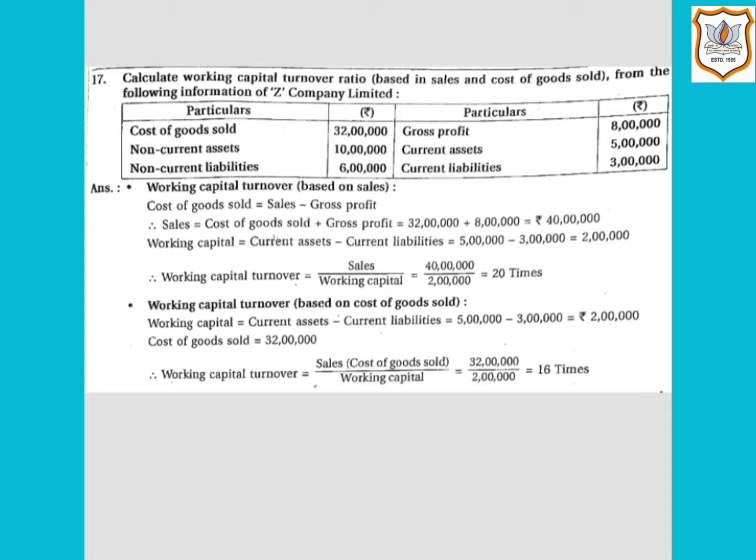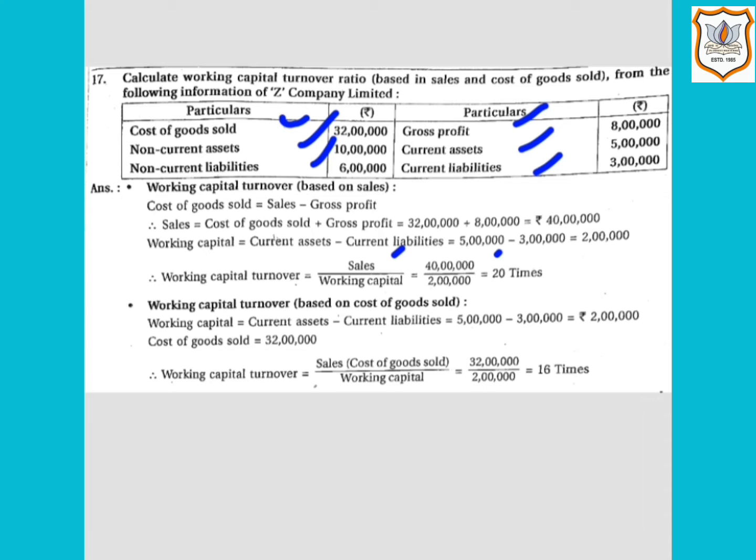Here is the question. Calculate working capital turnover ratio based on sales and cost of goods sold from the following information of said company limited. Here we are given cost of goods sold, non-current assets, non-current liabilities, gross profit, current assets, current liabilities. So here our formula for working capital turnover, if we find it out on the basis of sales, then our formula would be sales upon working capital.